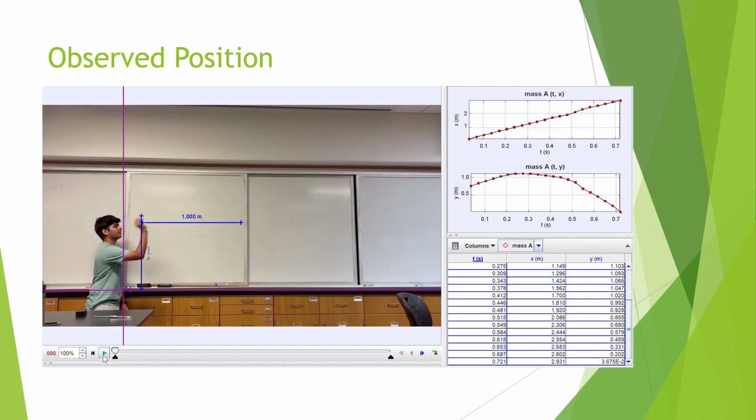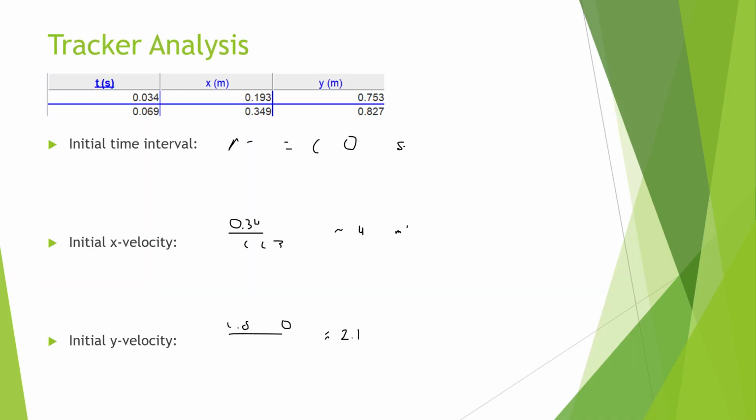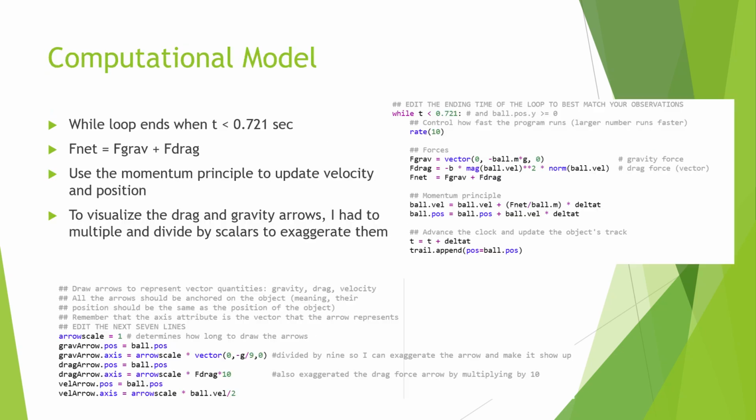So this is the video of our crumpled piece of paper. In the Tracker analysis, the delta time was approximately 0.035 seconds. The initial x velocity was about 4.46 meters per second, and the initial y velocity was about 2.11 meters per second. In the computational model, the while loop ends when t is less than 0.721 seconds.